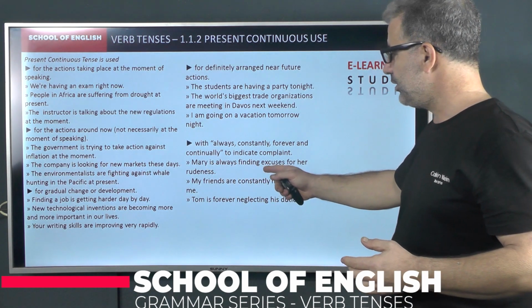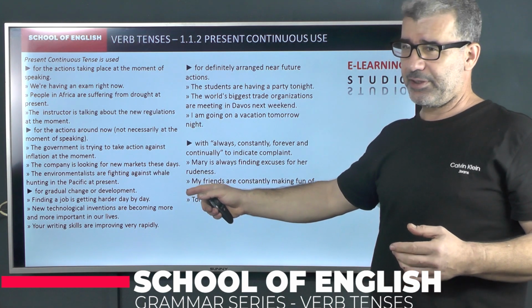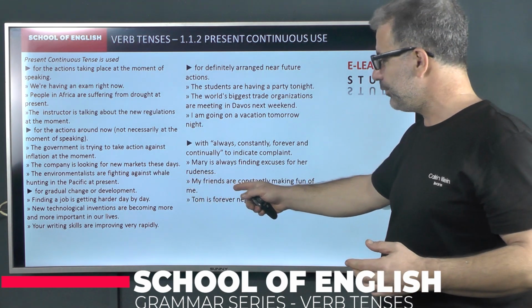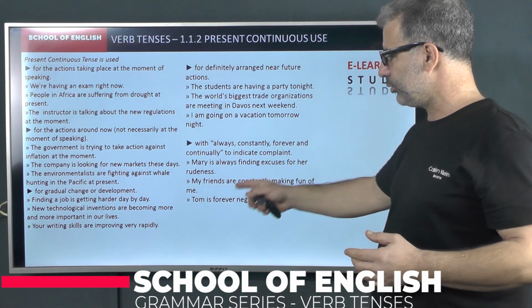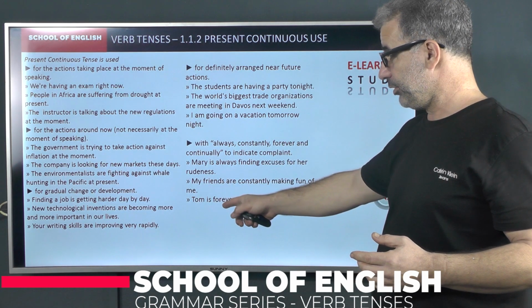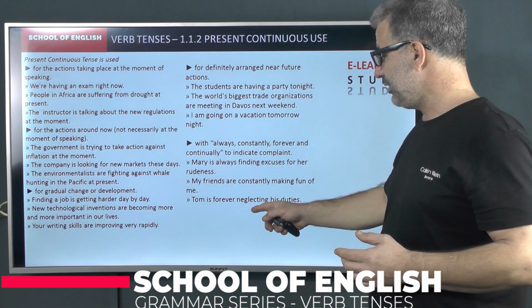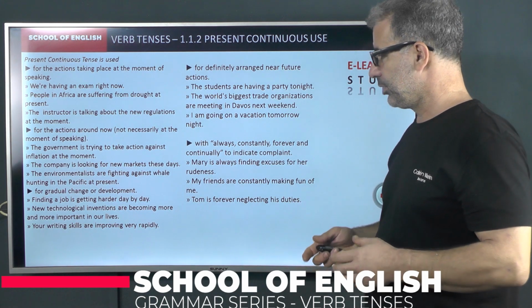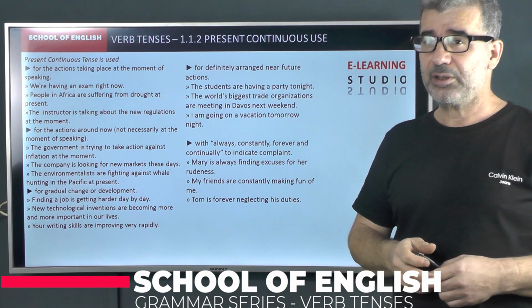Mary is always finding excuses for her rudeness. This is a complaint. My friends are constantly making fun of me. And Tom is forever, here forever means continually, don't forget. Tom is forever neglecting his duties. Okay? These are the uses of present continuous tense in detail.